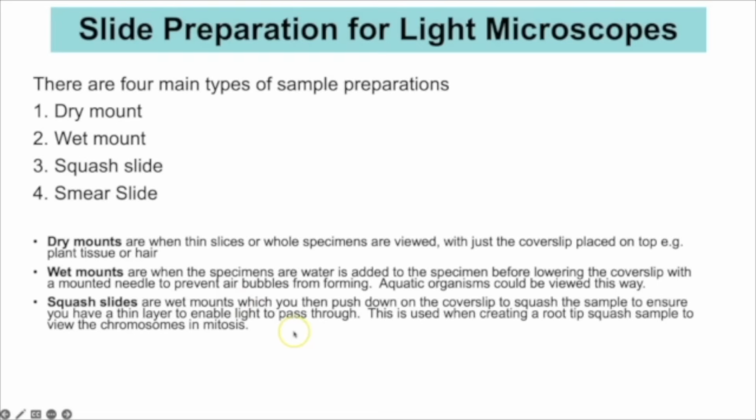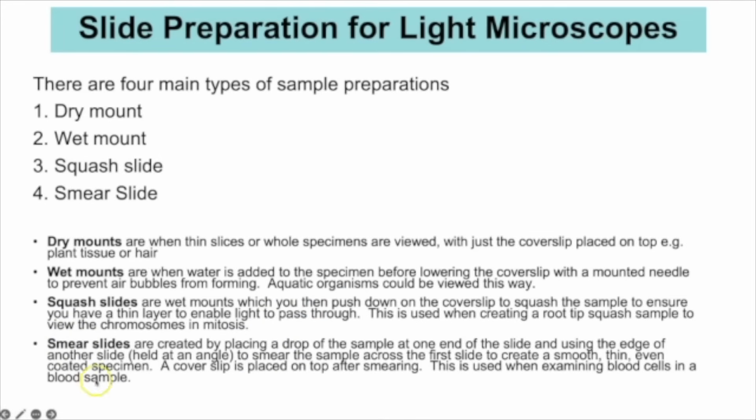Now in A level, you might be more familiar with a squash slide. So these are wet mounts, but then you would push down on the cover slip to ensure that you have a really thin layer of cells so that the light can pass through. So when you did your root tip squash practical, you would have taken a very thin slice from the tip of the root of an onion or garlic, placed the stain on top, squashed it by pressing down, and that way you should get light passing through so you could visualize and see the chromosomes.